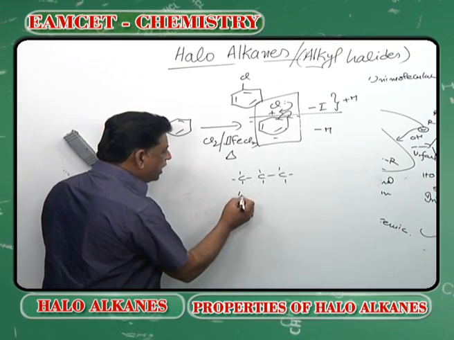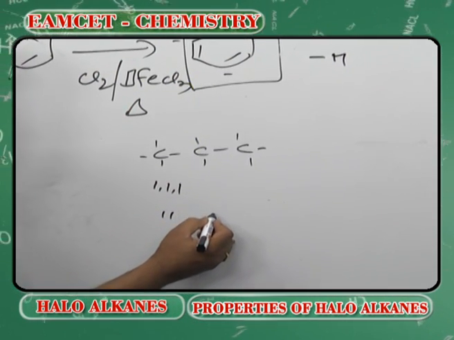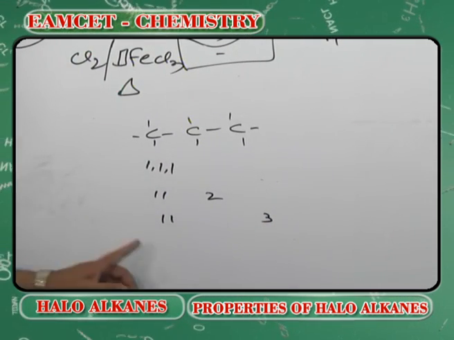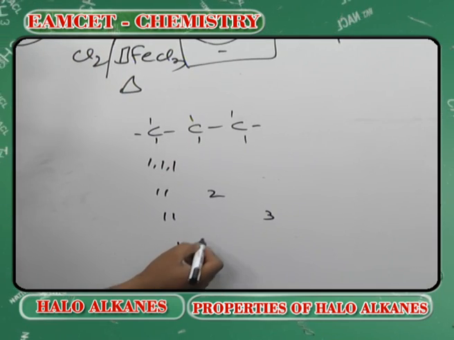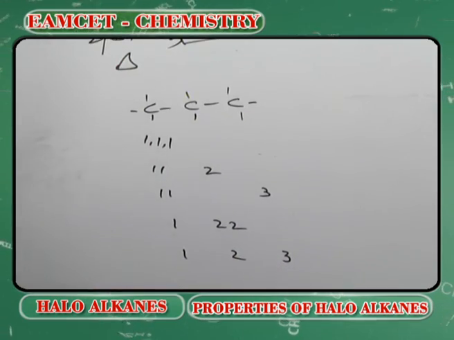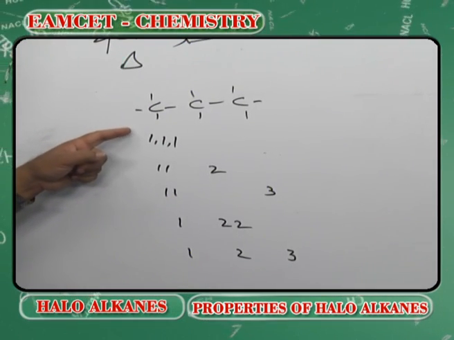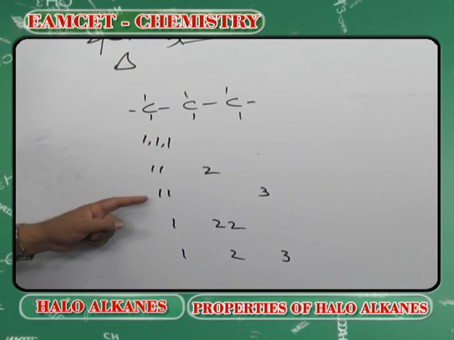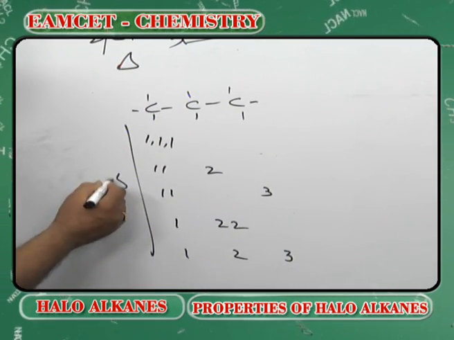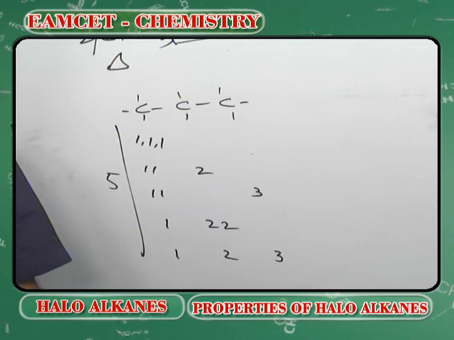So you can have 1,1,1-trichloropropane, 1,1,2, and 1,1,3 trihalo. You can also have a 1,2,2 trihalo, and a 1,2,3. Why not 1,3,3? From that side it will become 1,1,2. So in total: 1,1,1-trichloro, 1,1,2-trichloro, 1,1,3-trichloro, 1,2,2-trichloro, 1,2,3-trichloro, a total of 5 different combinations, 5 different trichloro products. The answer is 3.